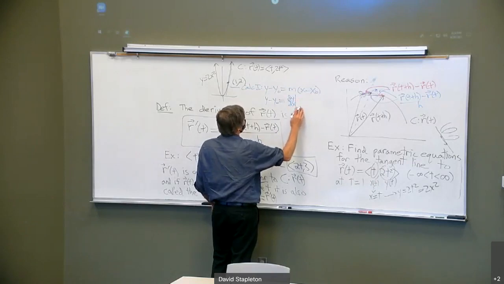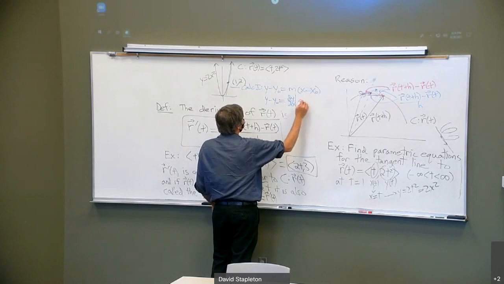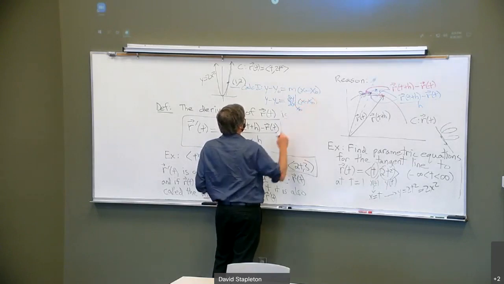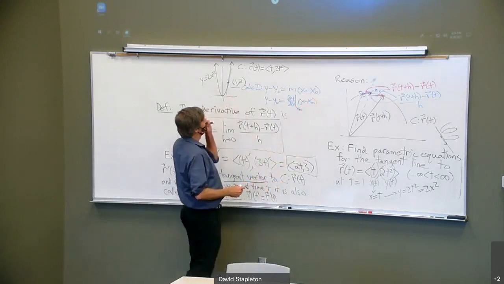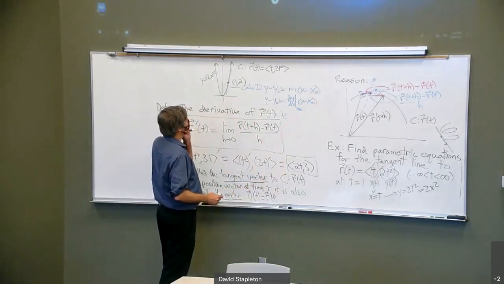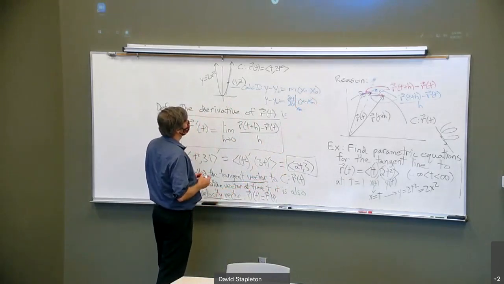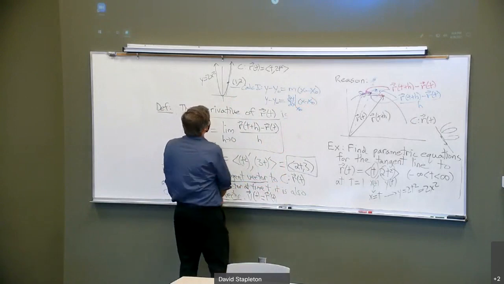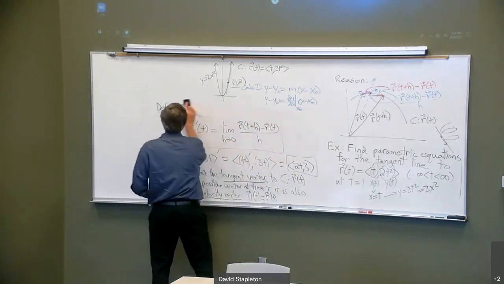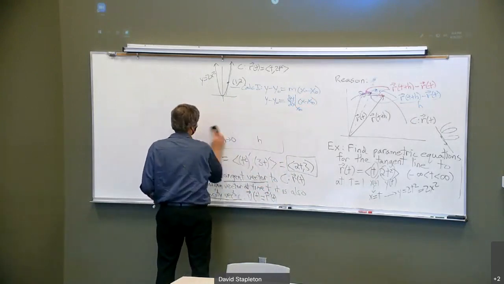Well, let's put x0. The derivative at x0 is x minus x0. So that's what you do in calculus 1 to find the tangent line at a point x0, y0 to a curve. What do we do now? It's nicely analogous.